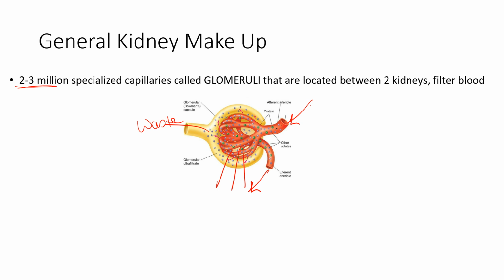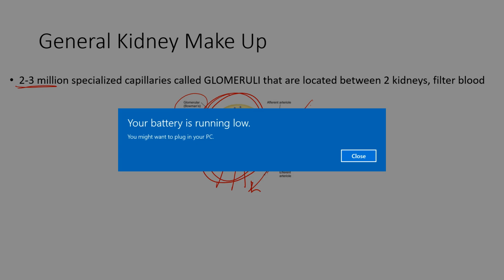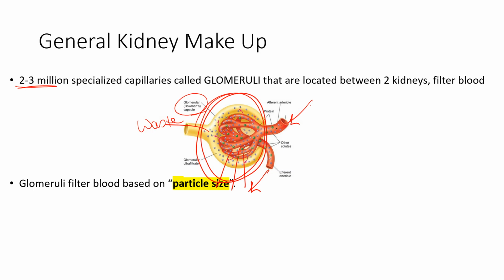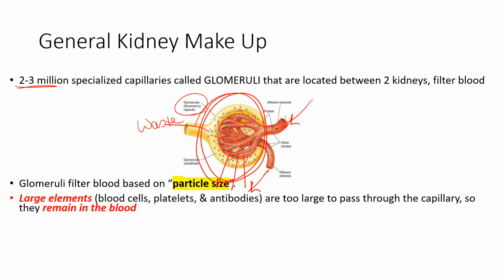Bowman's capsule surrounds that glomerulus. So in yellow here, you have Bowman's capsule, which surrounds the glomerulus. This entire structure is called the renal corpuscle. Glomeruli filter blood based on particle size. That's it. It's just, is it too big to go through? No, it stays in the blood. Is it small enough? Then it'll pass into the filtrate, into the waste.